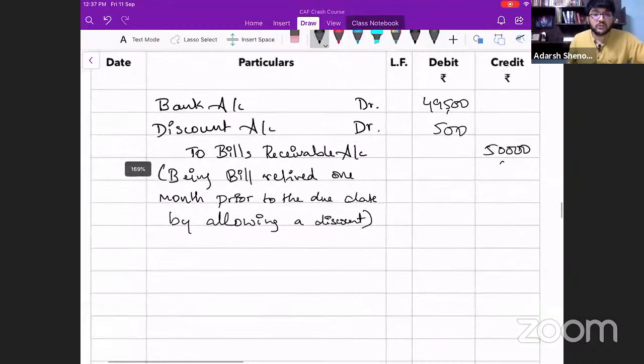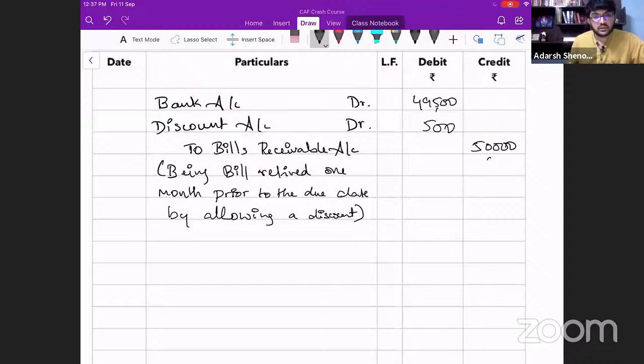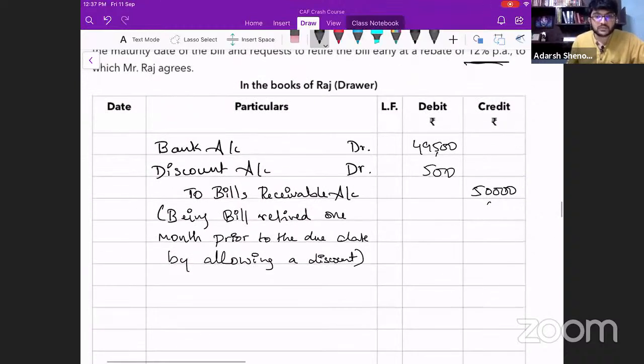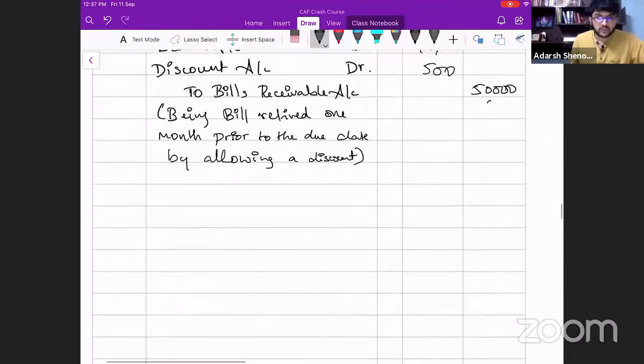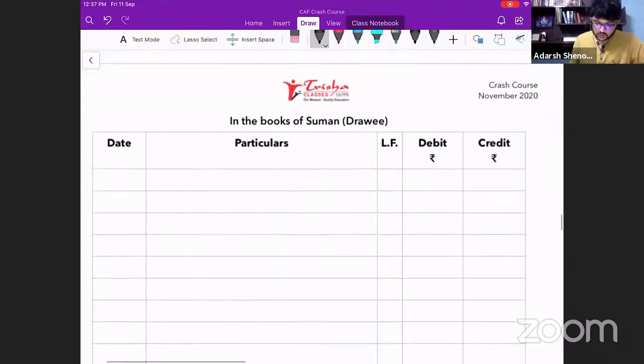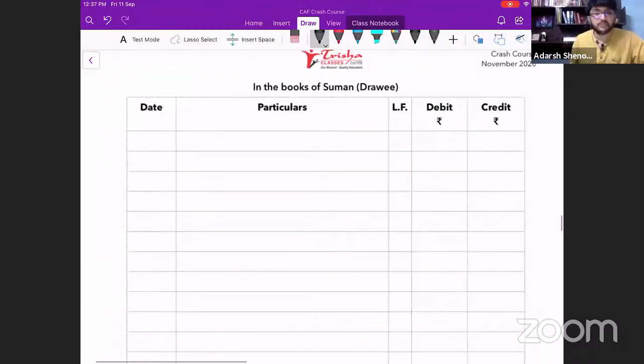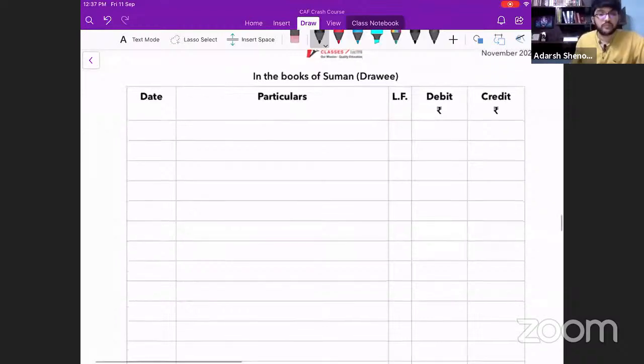Did you follow this? Yes. Any other entries to be passed for this? Should we pass any other entry for this in this book? No. Over, done. Now we will go to the drawee's books. When the drawee is paying early, what is the entry for him? He had a bill payable, right? He had an obligation. Is the obligation going off? Yes, the obligation is going off.